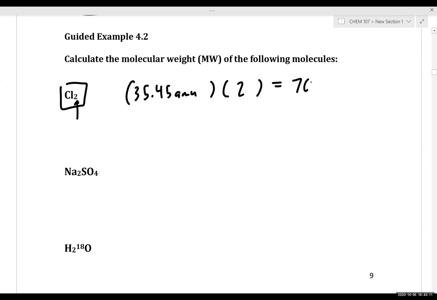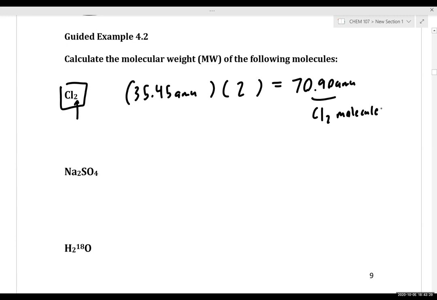That gives me a molecular mass or molecular weight of 70.90 AMU per chlorine molecule.